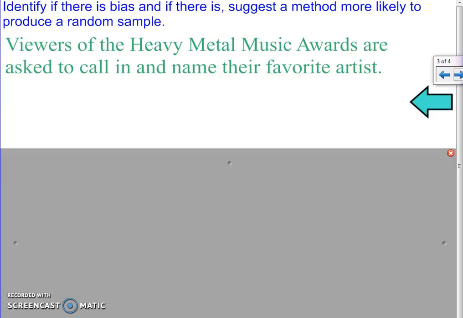Yes, there's bias. What would they be biased towards? They're going to be biased towards a heavy metal artist. They're not going to probably say a country artist or anything like that. Okay, so this is definitely going to have bias.